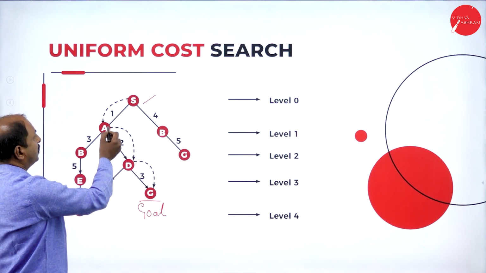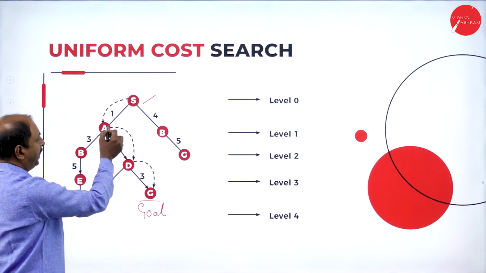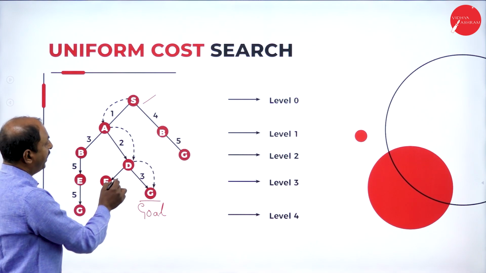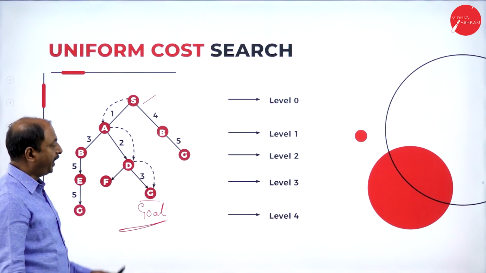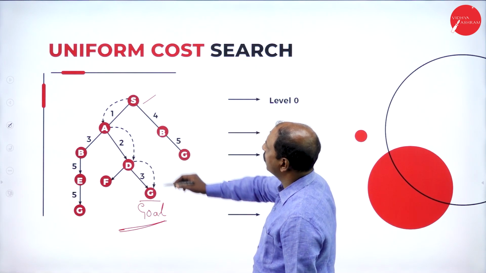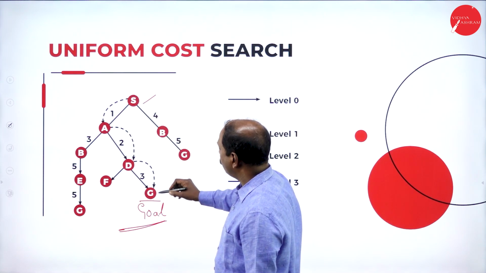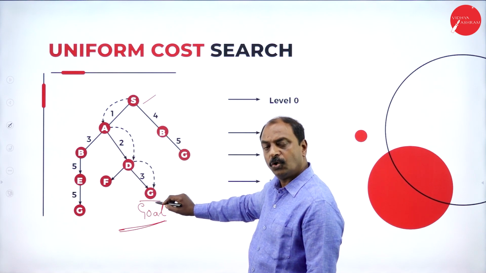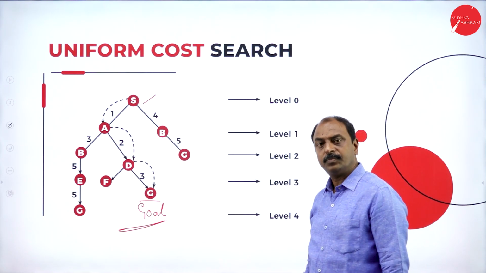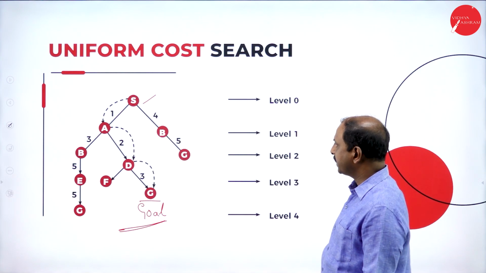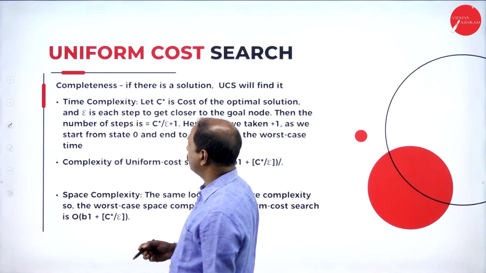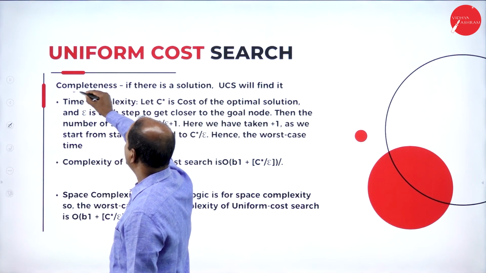From S to A, the cost is 1, and A to D, the uniform cost value is 2, and from here it is 3. So by moving to the node which has the lowest cost value, it is finally going to reach the goal node. So this is how the uniform cost search algorithm works. In the next slide, we will see the different components of this, starting with completeness.